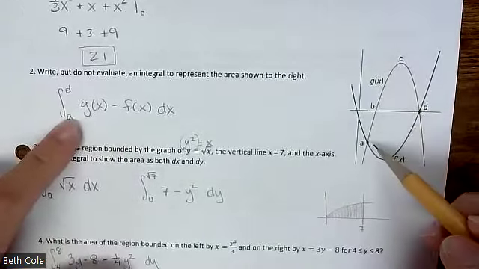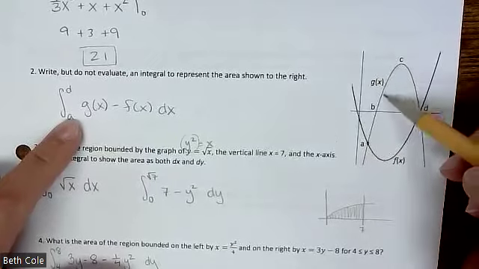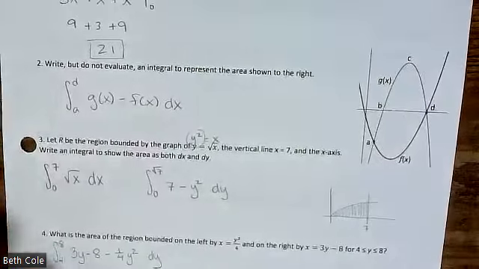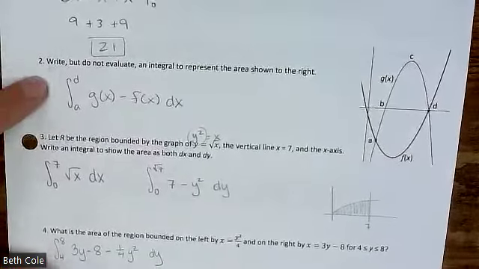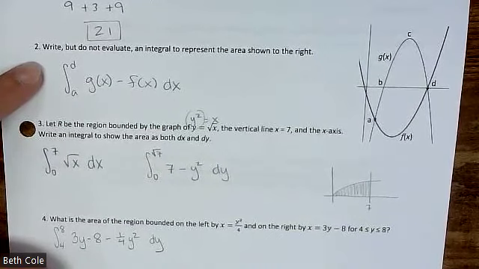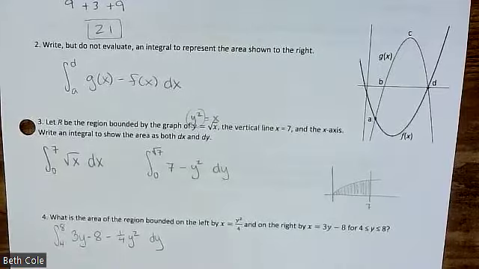This one, write but do not evaluate, my favorite words. Integral for this area. So you would go from A to D. Do you see those there? And then it's upper minus lower. So g of x minus f of x dx. The only thing that I can foresee getting you guys on that one is the wrong choices, because there's going to be 4 of them and 3 of them are going to be wrong. Okay, so just try to stay focused and ignore all the static.